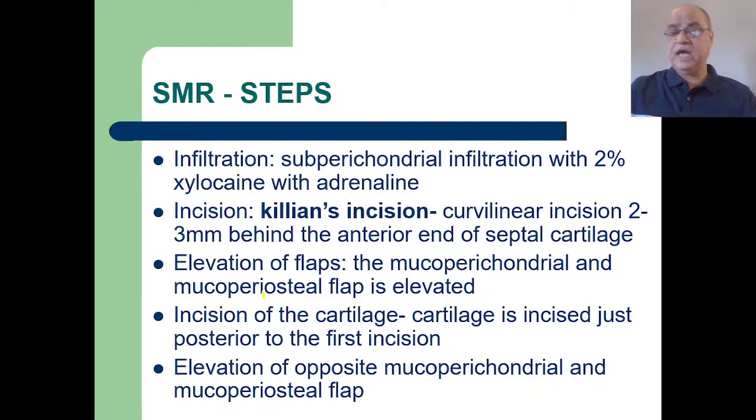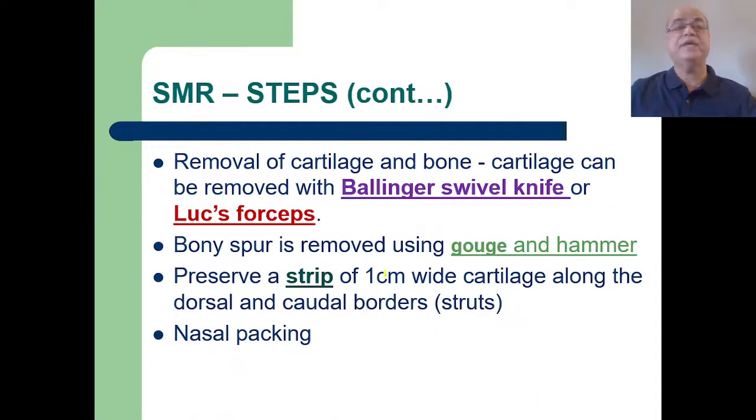This is the description. I just mentioned that after subperichondrial infiltration with 2% xylocaine with adrenaline, Killian's incision, which is a curvilinear incision 2 to 3 millimeter behind the anterior end of the septal cartilage, elevation of the flaps, incision of the cartilage, and then we go to the other side, elevation of the opposite mucoperichondrial flap and mucoperiosteal flaps, and then removal of the cartilage and the bone by Bollinger's swivel knife or by the Lux forceps, and the bony spur is removed by gouge and hammer.